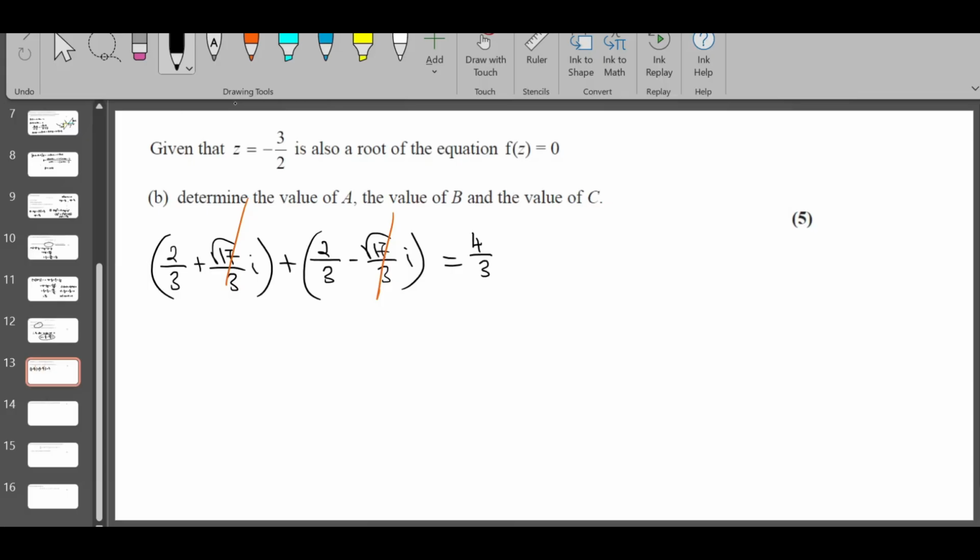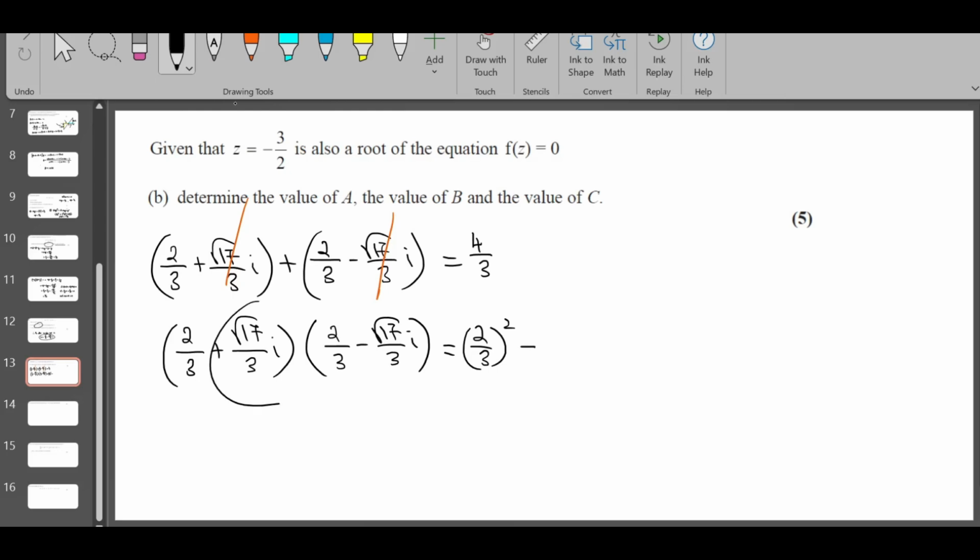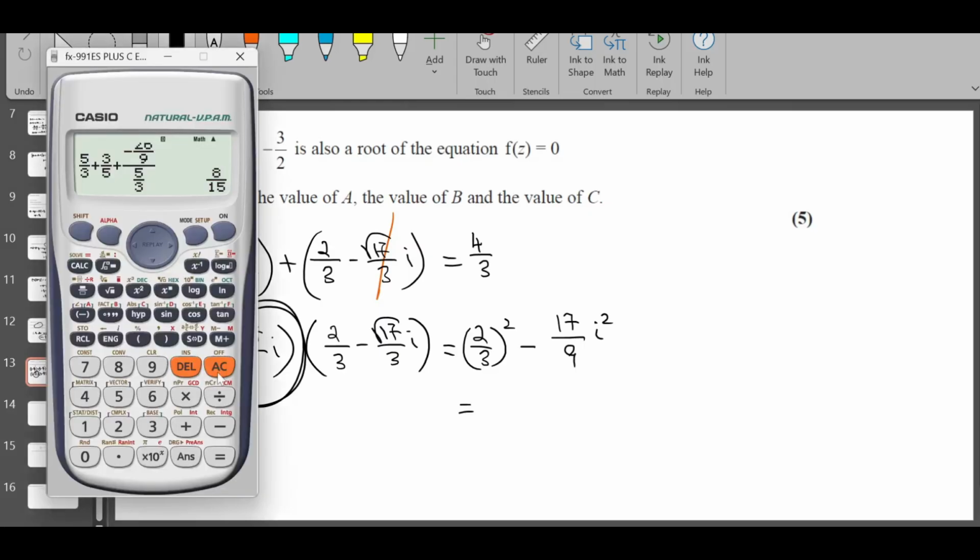And then I'm going to find the product of the roots. Product of the roots now. A plus b times a minus b is going to be a square minus b square. So 17 over 9 i square. We know i square is negative 1. So we are going to get 2 square over 3 square plus 17 over 9. That's 7 over 3.